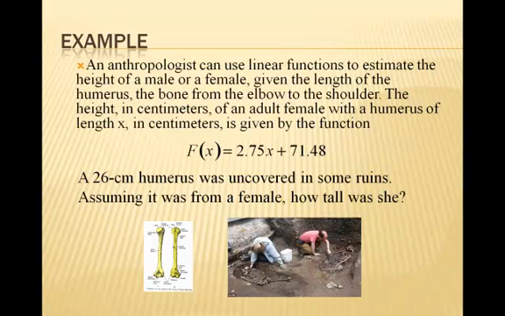If we continue reading the problem, it says that the height in centimeters of an adult female is given in terms of the length x in centimeters. So the way you translate that is that what you're given, the x, is your input. So if we give it some sort of length of the humerus in centimeters, it returns back to us the height of an adult female, also in centimeters. So now that we have a better sense of the inputs and outputs, we can go ahead and answer the question. A 26 centimeter humerus bone was uncovered in some ruins. Assuming that this was from a female, how tall is she?